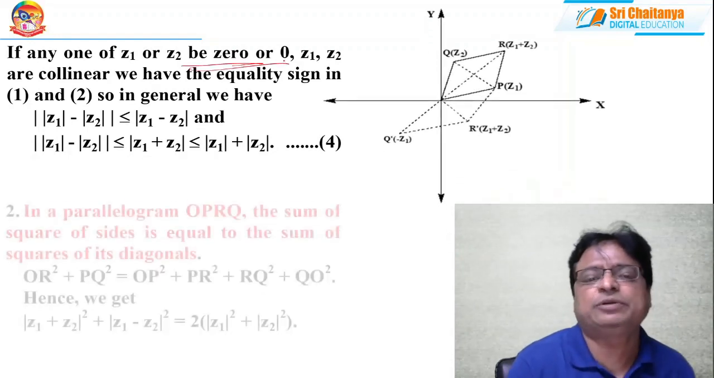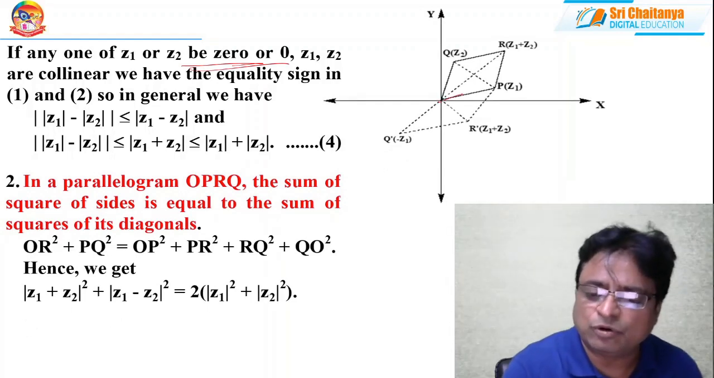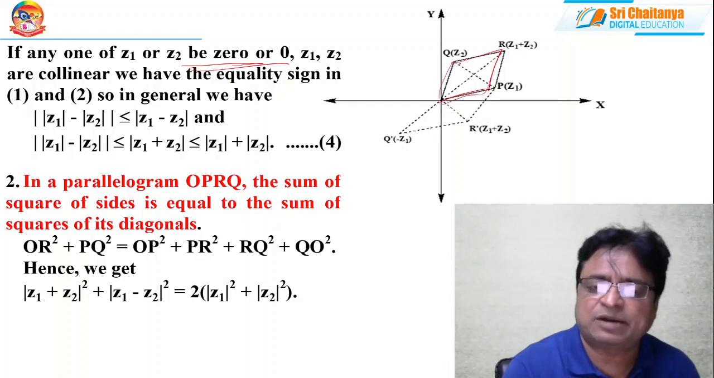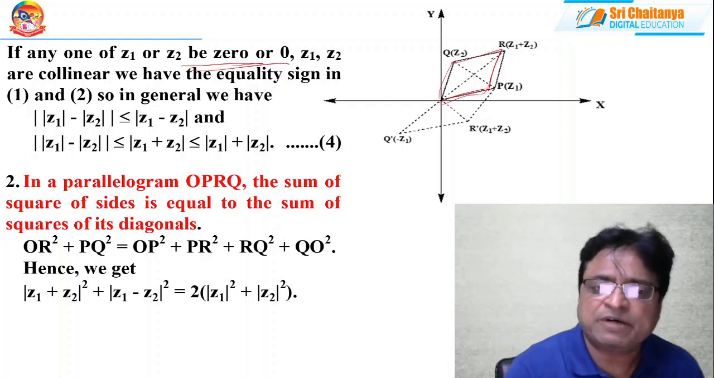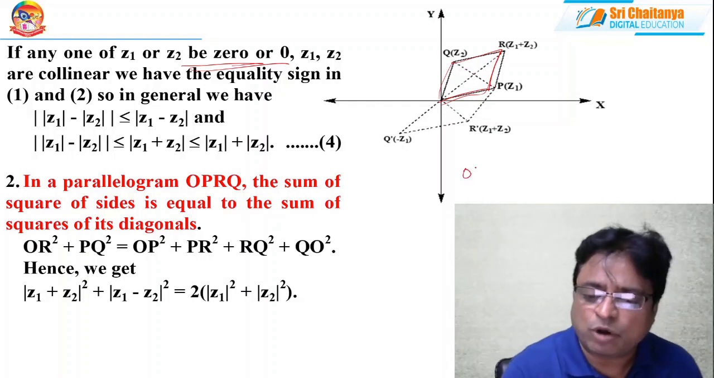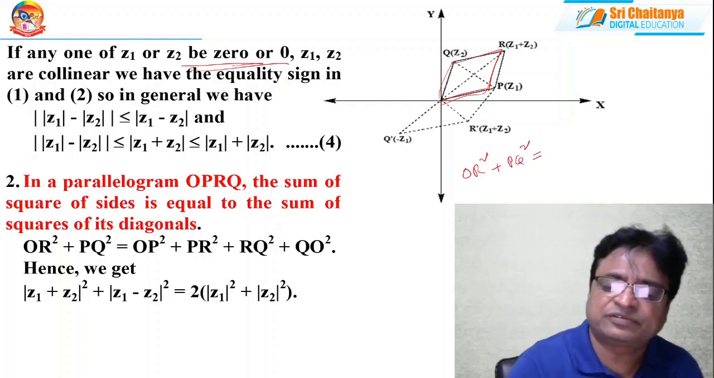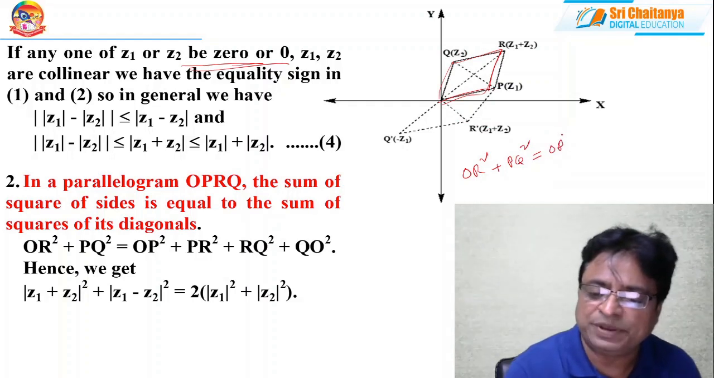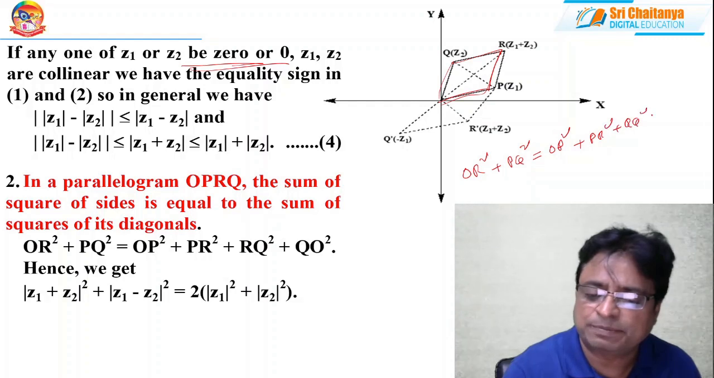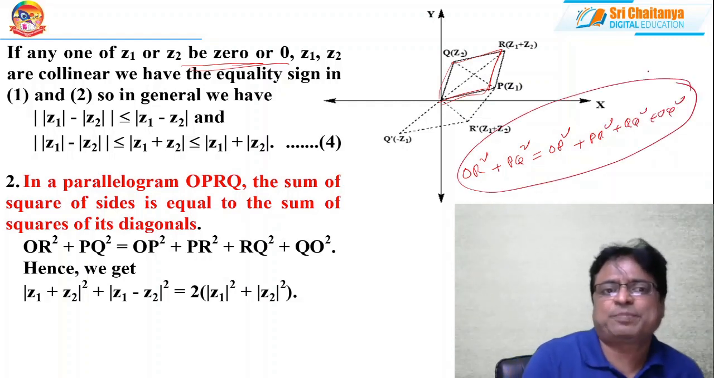Clear, my friends? Now coming to the parallelogram. If OPRQ is a parallelogram, we know it well: the sum of the squares of the diagonals, that means OR square plus PQ square, is equal to the sum of the squares of the sides, that is OP square plus PR square plus RQ square plus OQ square. This is the concept of the parallelogram property.